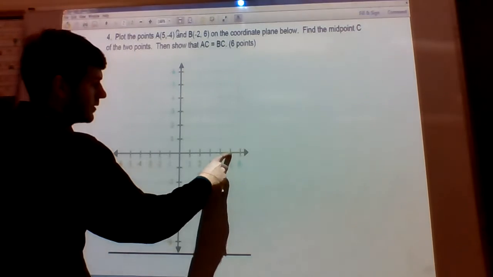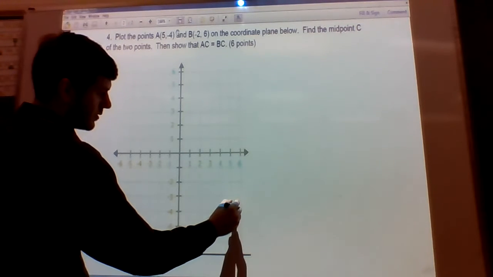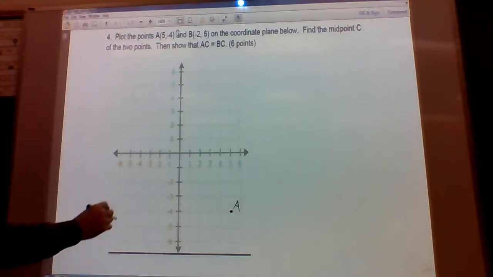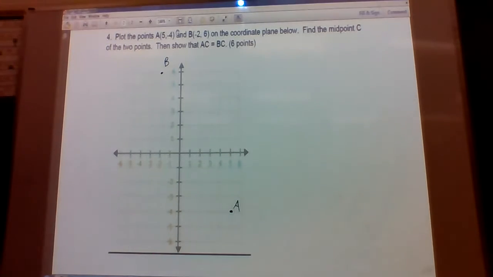A is 5, negative 4. So this is A. Okay, and then B is negative 2, 6. Okay, on the coordinate plane below, find C, which is the midpoint of the 2 points. Show that AC equals BC. Okay, so we got to find the midpoint.